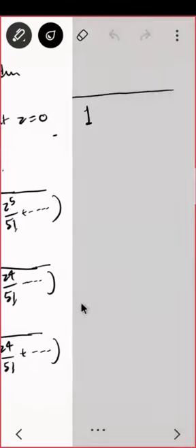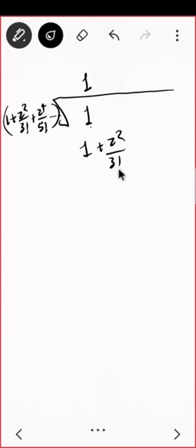Here it is, this guy: 1 plus z square by 3 factorial plus z raised to 4 by 5 factorial and so on. Suppose this is what you are having. So what will we do? This is 1. Do you see now why I needed the 1? It will be, at one time, 1 into 1, which is just 1 plus z square upon 3 factorial plus z raised to 4 upon 5 factorial and so on.